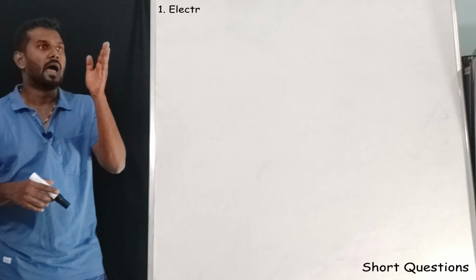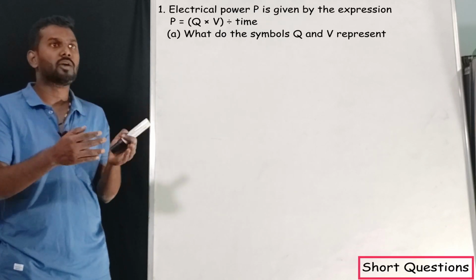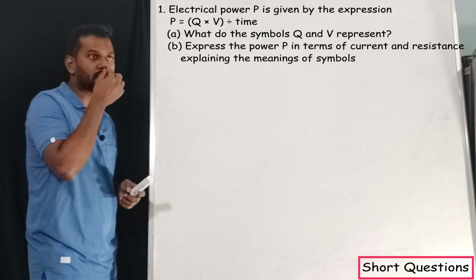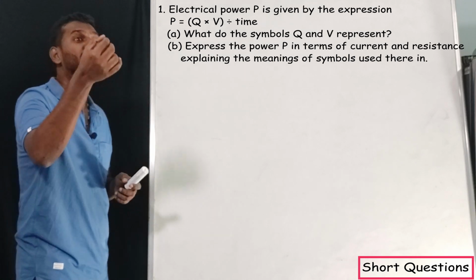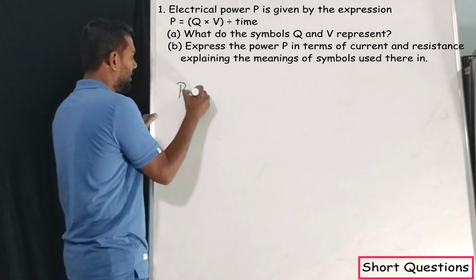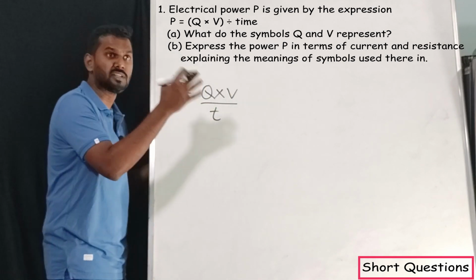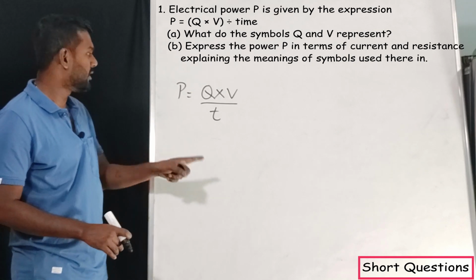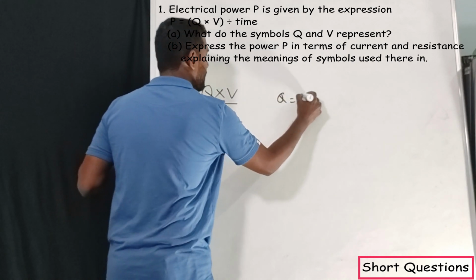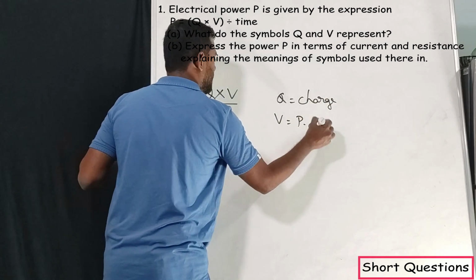Our next question: electrical power P is given by the expression P is equal to Q into V divided by time. In that question, our first sub question: what do the symbols Q and V represent? They have given P is equal to Q into V divided by time. This is the expression they have given in the question. We have to tell them what Q is and what V is. Q is nothing but charge, V is nothing but potential difference.